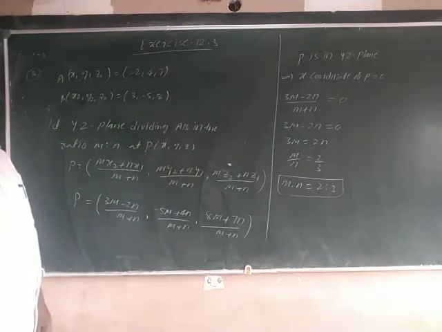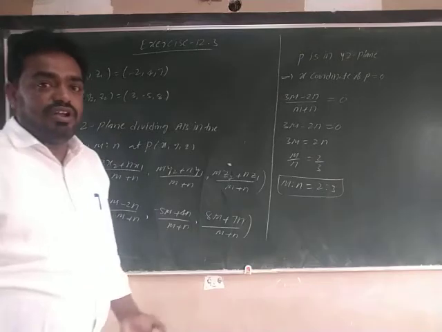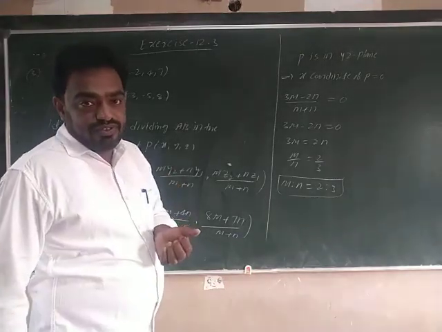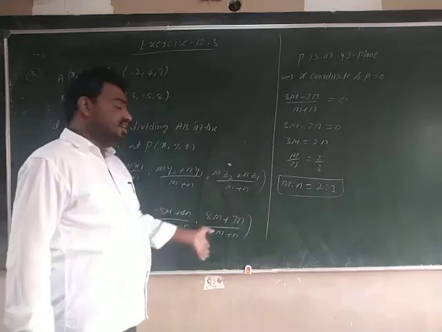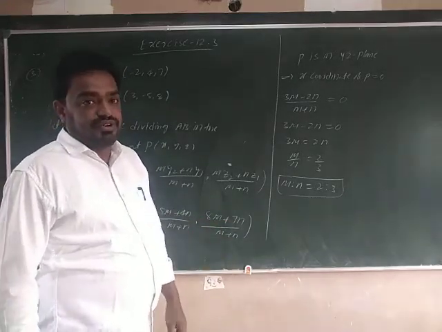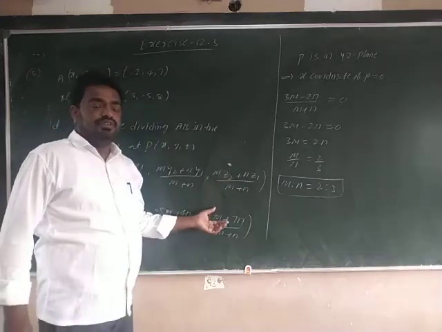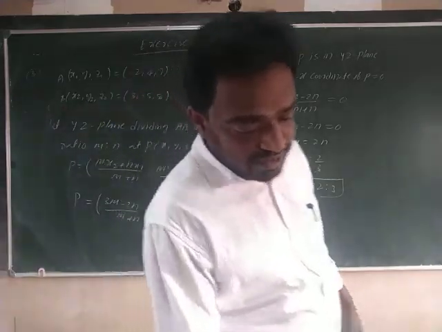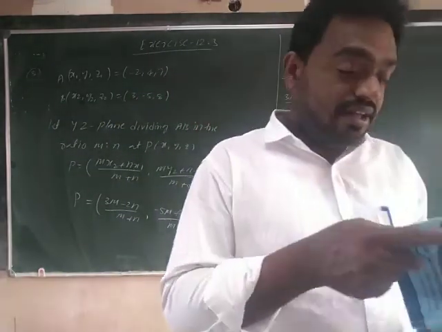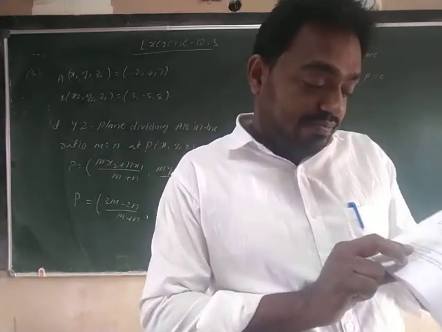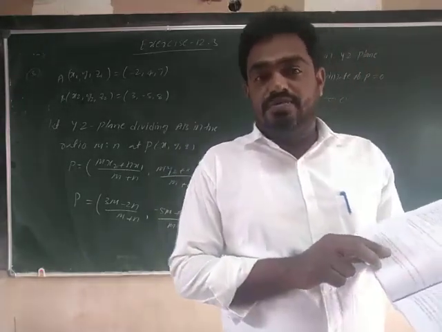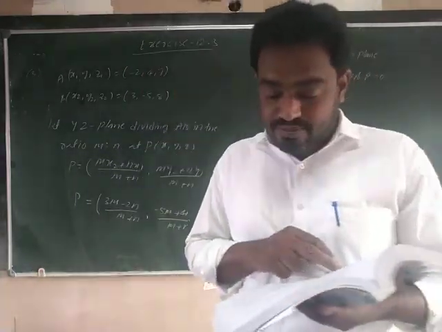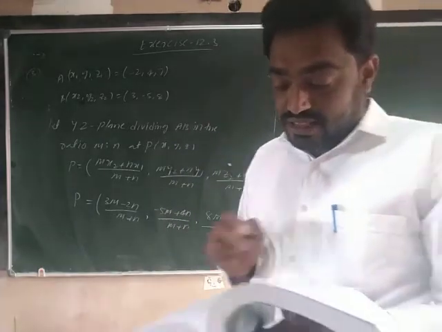See, if it is the XZ plane dividing the ratio, how are you solving? Simple. In the XZ plane, which coordinate is 0? The y coordinate is 0. So equating the y coordinate to 0, you will get the ratio. If it is the XY plane, you make the z coordinate 0, then you get the ratio. Similarly we have example 10. Here the YZ plane again means the x coordinate equals 0. So like this you solve the 10th example.